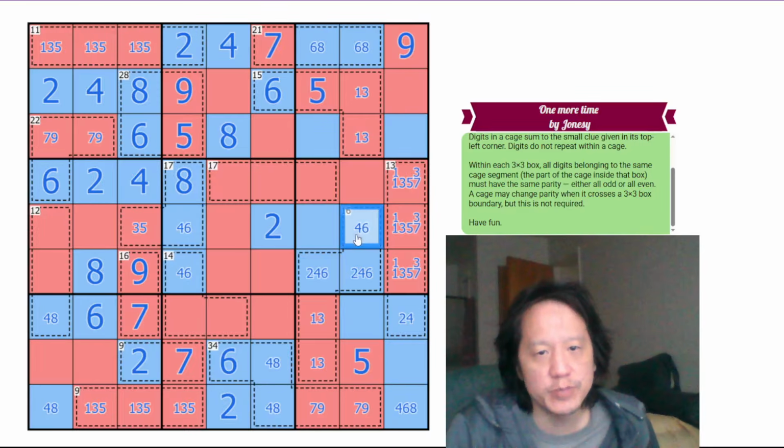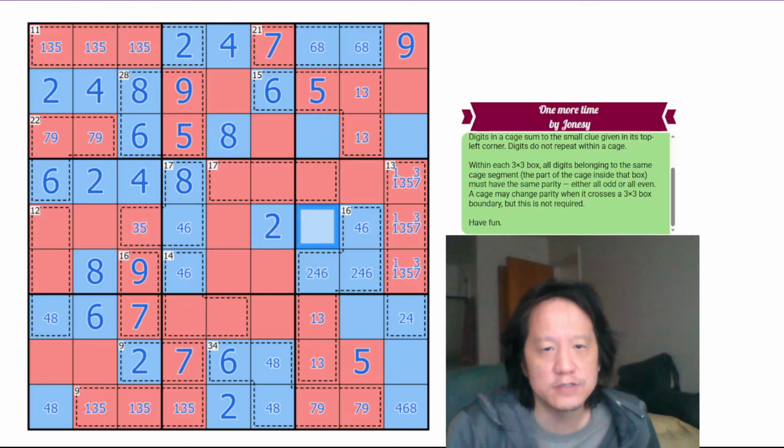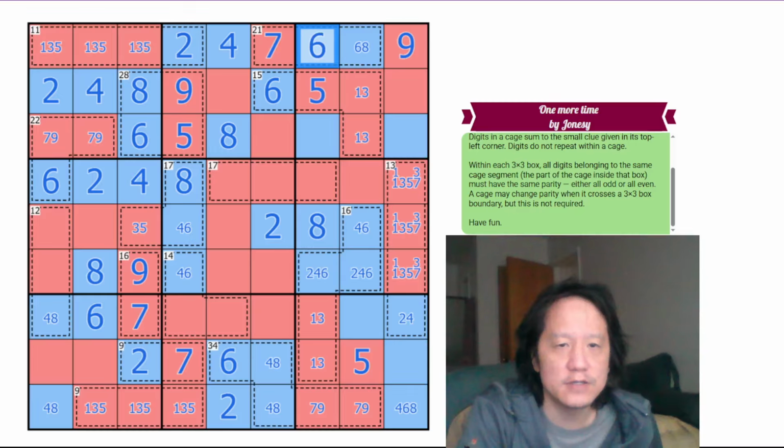We have a 4, 6 pair in row 5, so this can't be 4, 6. This is 8. That means this can't be 8. That's 6, which makes this 8.